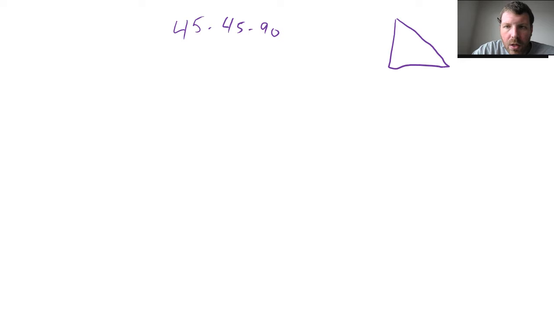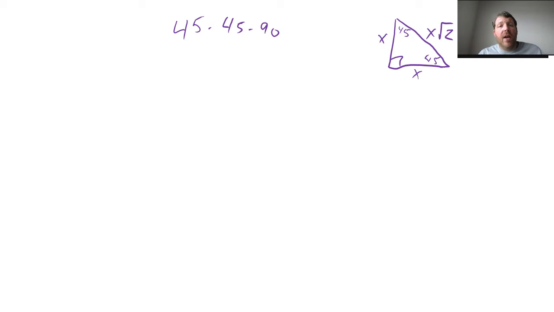All right, back again with 45, 45, 90 triangles. Now this is another special right triangle, but I think this one's a little easier than that last one. So the template for this one is going to be 45, 45, 90. We're going to put an x, an x, and an x square root of 2.